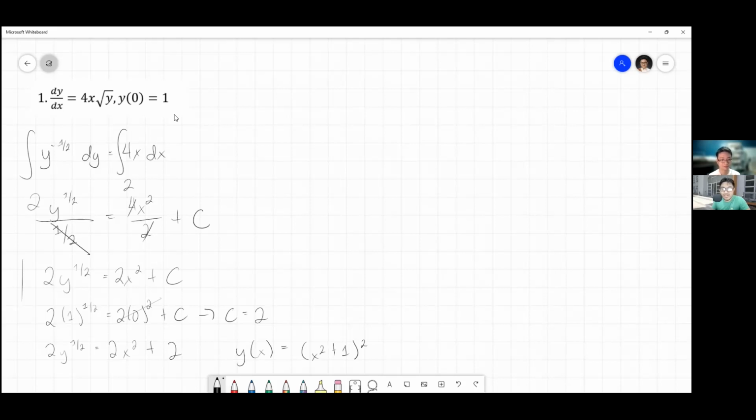So yan. So this function describes itong behavior na to. So yun, ganun lang kasimple, I guess, ating differential equations. Ayan. So do you have any questions so far?